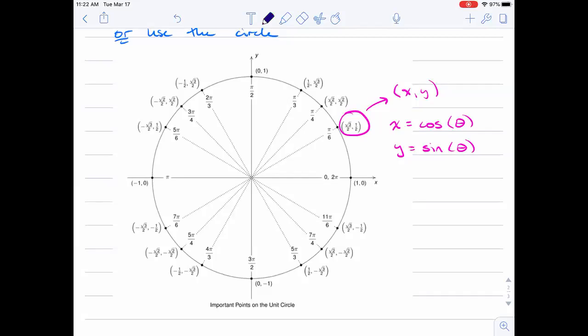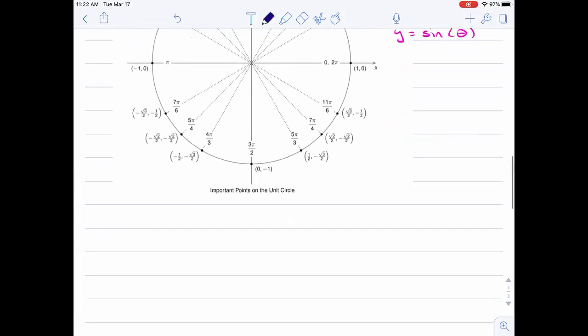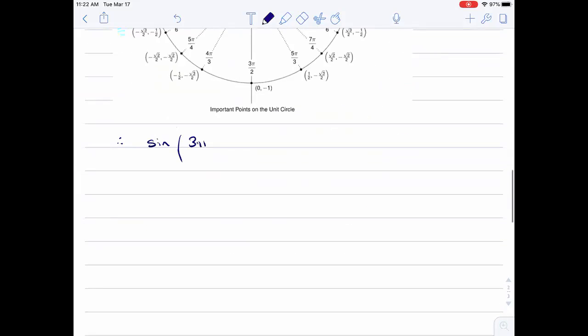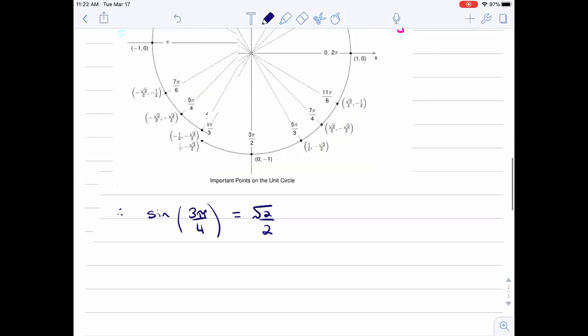we've got cos of 3 pi over 4 would be negative root 2 over 2. And then the sine of 3 pi over 4. So therefore, the sine of 3 pi over 4 is going to be root 2 over 2.